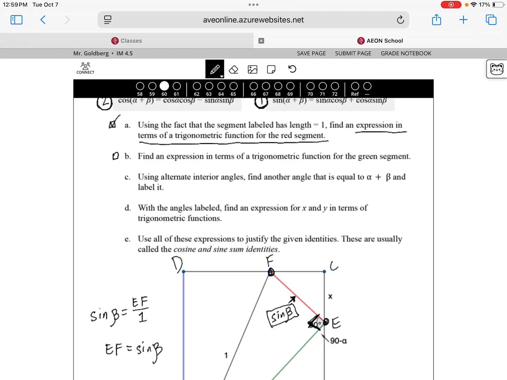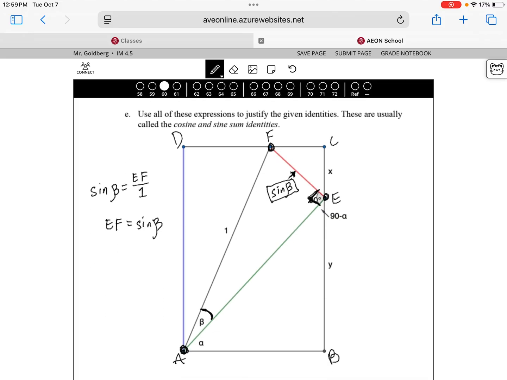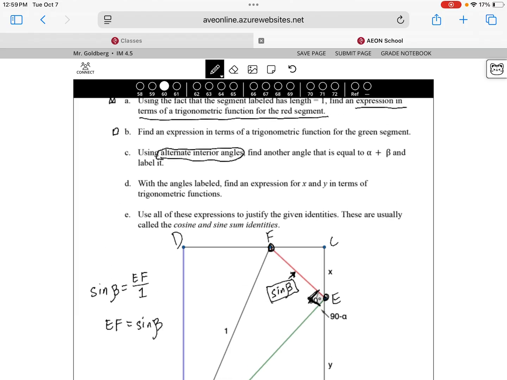I think that's all I want to tell you, because from there you can maybe find the green. For C, it's really important to think about alternate interior angles. If you want to do some research on that, that could help to find another. Here's one location of alpha plus beta. There's another spot on this diagram that also has the angle alpha plus beta. And then I think you'll be able to tie this all together. All right, have fun.